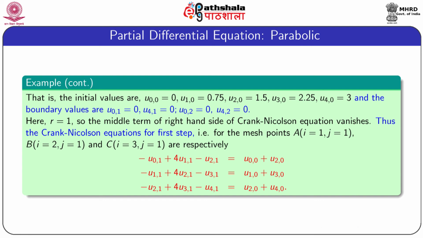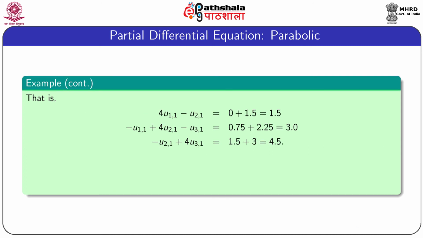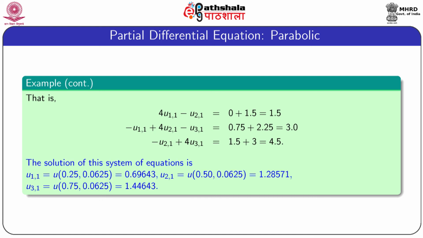So, for this case the system of equations are these three equations, and these three equations determine the values at A, B, C, that means the values of u at the mesh points A, B and C. After substituting the values of the initial and boundary values, we obtain this system of equations, and by solving these equations we get the values of u11, u21 and u31. So, these are the values of u at different mesh points. Now, depending on these values we can find the value of u at the mesh points D, E and F.